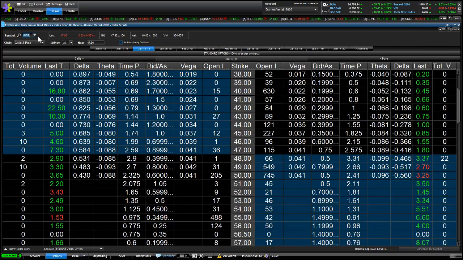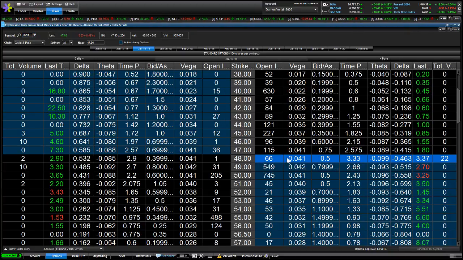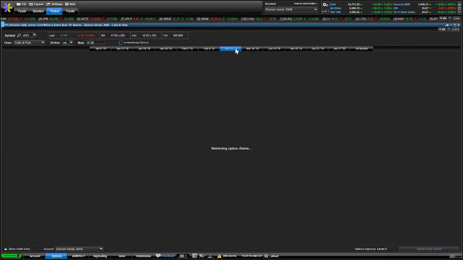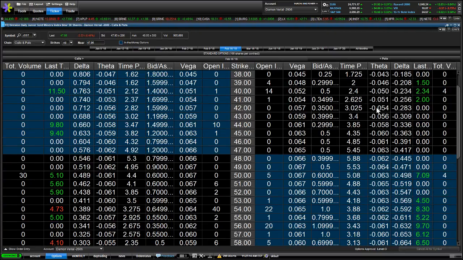So as you can see, JDust has a lot of options. Liquidity is pretty good here. What you want to do for this trade is something like this. Short one of these 48 January puts. That will give you $340 profit. Then look for the out of the money February puts, something like the 40s, and then buy a bunch of those. So buy 2 of those.